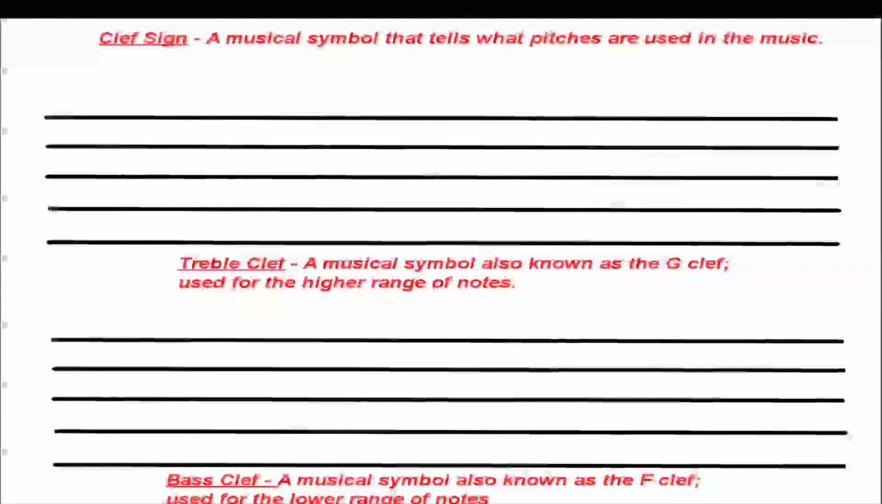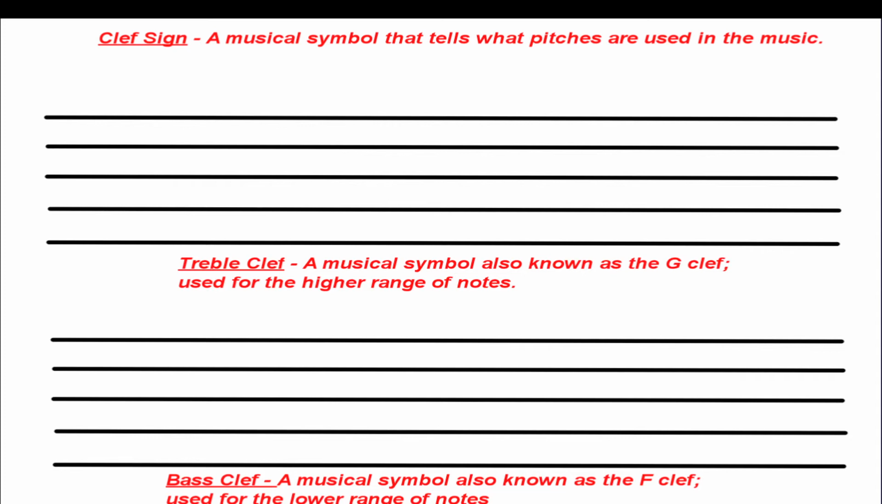In addition to the staff, you have what's called clef signs. And these clef signs help us know a little bit better what notes should be used. For example, if you're playing the piano and you're looking at the staff and they just put a note in the 4th space, how do you know what key to play on the piano? Well, that's where clef signs come in.